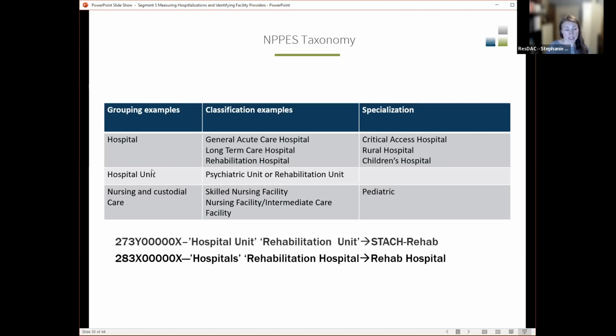Another different group that you might see is hospital unit. So this we would assume is, within an acute care hospital, a psychiatric unit or a rehabilitation unit. That's how they've requested their own NPI. Again, the NPI should be specific to a type of provider. And then for nursing and custodial care, we did look, because you can find something like a skilled nursing facility, and you could have a special pediatric skilled nursing facility, for example, that you'd be able to identify in the taxonomy.